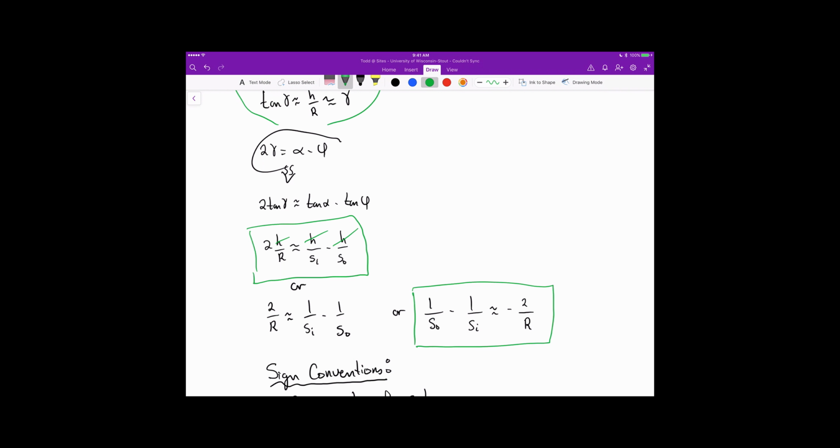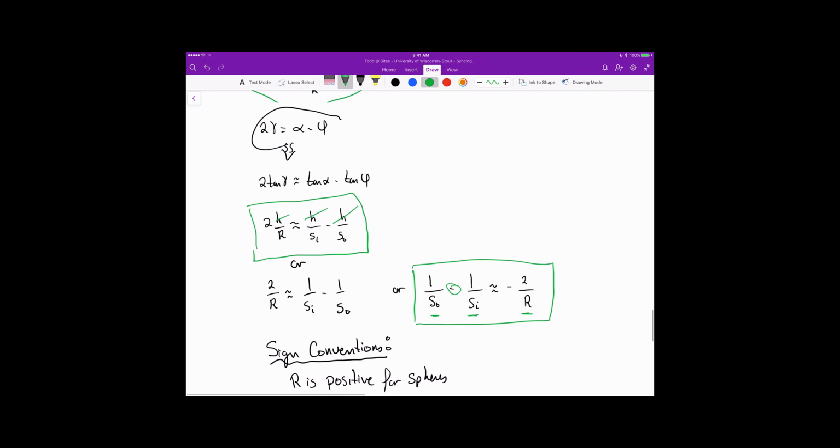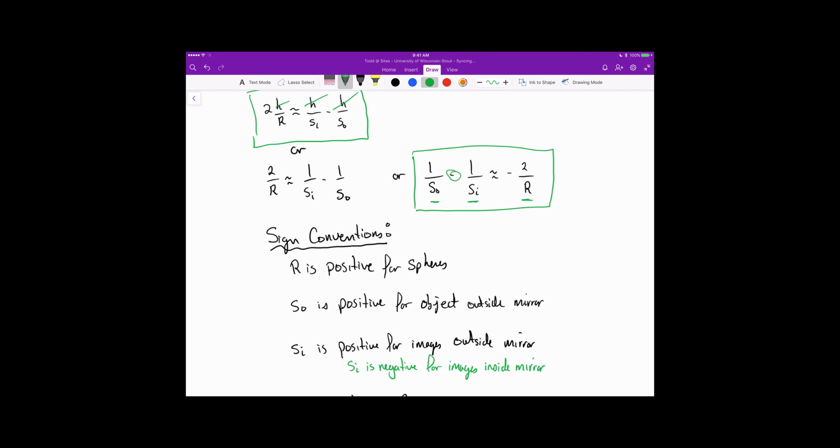Now, I need to define a sign convention for s o, s i, and R. In other words, when are these considered positive values? When are these considered negative values? And in doing that, I'll actually change this equation just a little bit. I'm going to end up switching the sign by my choice of conventions. So, R is considered positive for spheres. In other words, anything that has an outward curvature, not an inward curvature. We would say that the mirror needs to be convex, not concave, for R to be positive.